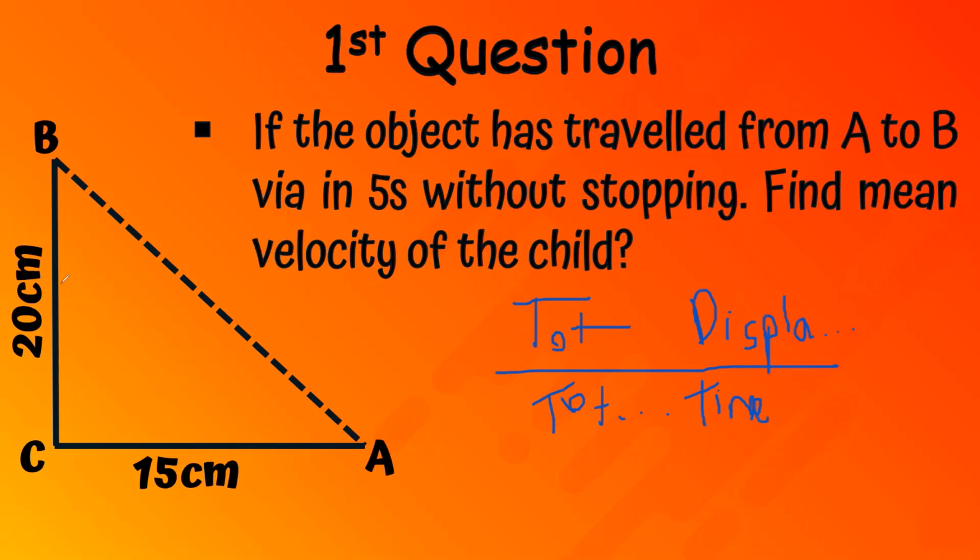So we calculated the displacement as 25 meters by applying the Pythagorean relation. So 25 meters divided by 5 seconds, the mean velocity is 5 meters per second. So our final answer is 5 meters per second.